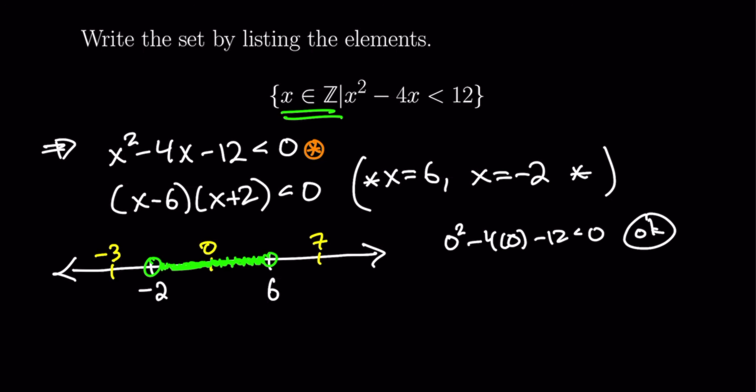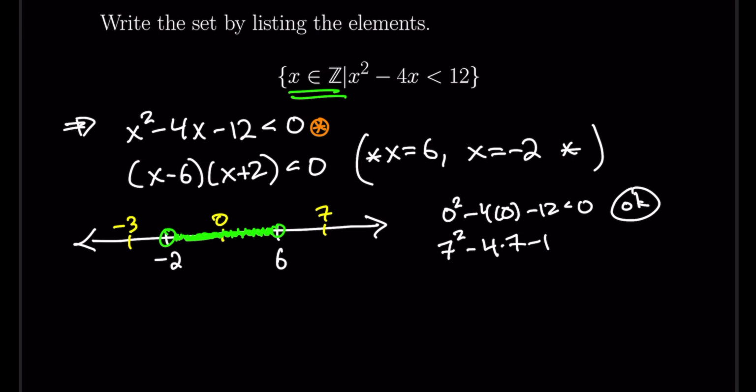And now let's look at the others. So let's maybe look at 7. If we take 7 squared minus 4 times 7 minus 12, that's going to give us 49 minus 28 minus 12. That's still positive, so that's not okay. And by not okay, I mean that is not satisfying our inequality here. So that means we wouldn't shade that portion in, and similarly, we will not shade this portion over here in as well.